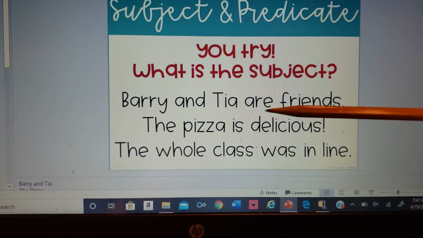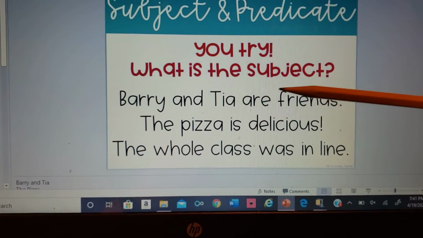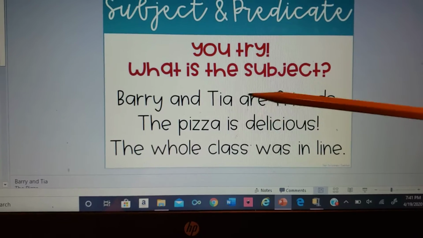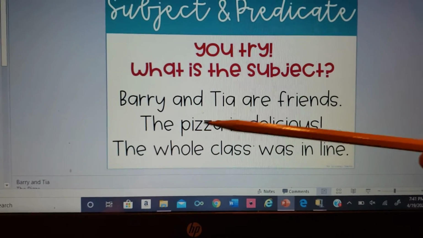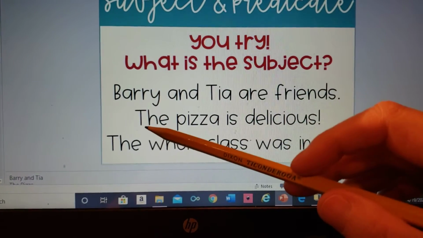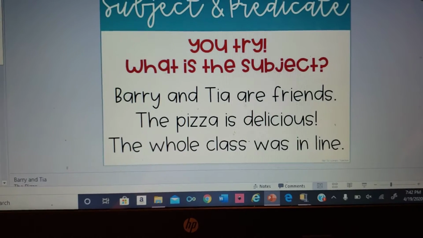The pizza is delicious. What is the subject of the sentence? Well, if I can answer the question who or what, in this case, it's going to be a what. What is delicious? The pizza is delicious. So if I were able to do this, I would underline the pizza is the subject of the sentence.